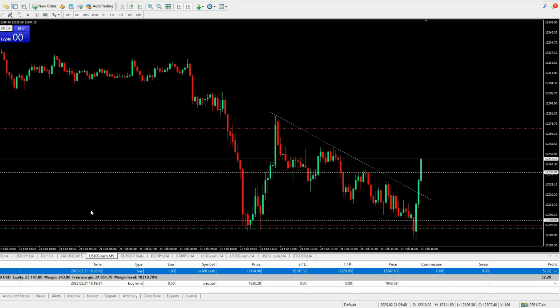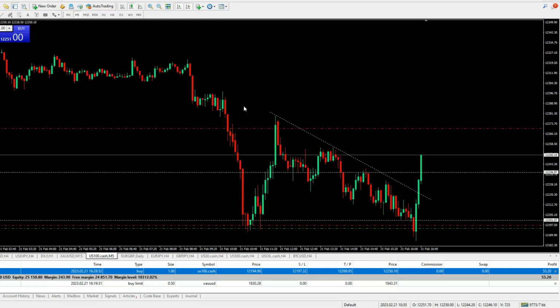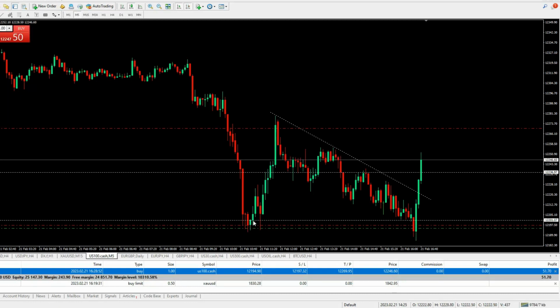About 4 hours, almost 5 hours have come and gone, and things have changed. This impulse over here retraced all the way back and actually broke the low. So it broke the bottom of the impulse, which happens sometimes. A correction can get bigger than the actual impulse itself.